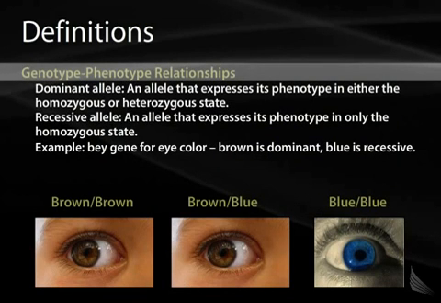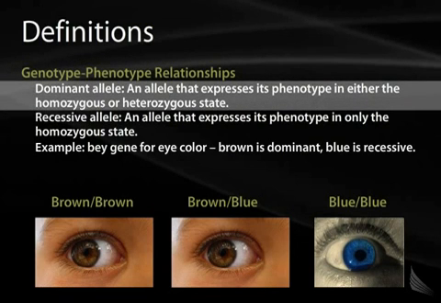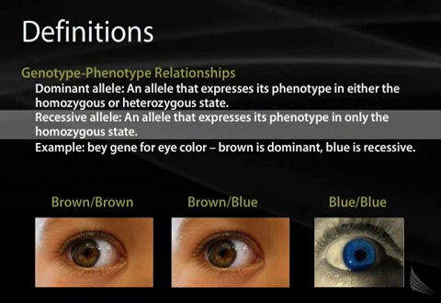Now let's discuss a few of these genotype-phenotype relationships. There's different things that we can see happening here. For example, with a dominant allele, what you have is an allele that expresses its phenotype in either the homozygous or heterozygous state. In other words, as long as you have one copy of that allele, that will be the phenotype that is expressed. A recessive allele is an allele that expresses its phenotype only in the homozygous state.